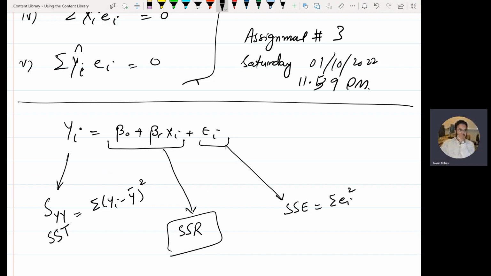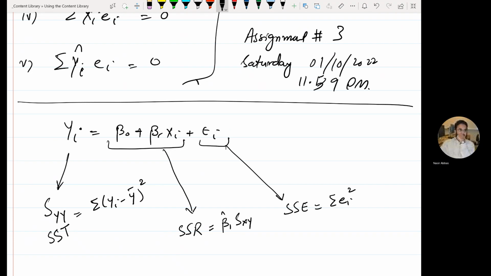For simple linear regression, there is a direct formula for SSR: beta 1 hat times SXY. I'll see if we need to derive this one, or I'll do the derivation directly for multiple regression, because this whole chapter becomes a special case of multiple regression. In multiple regression, we'll assume we have k predictors. So if k is 1, you come back to this.